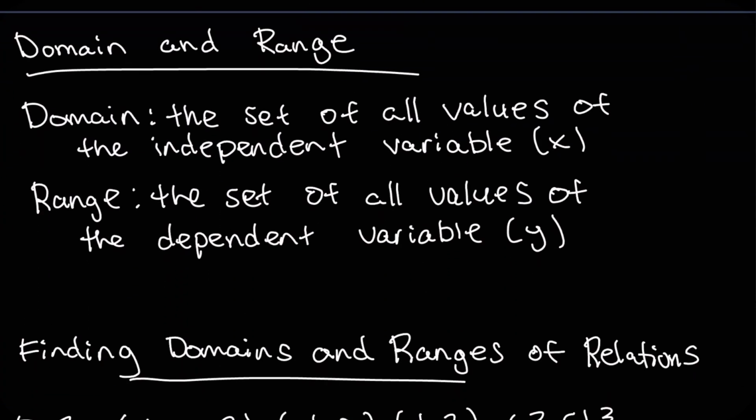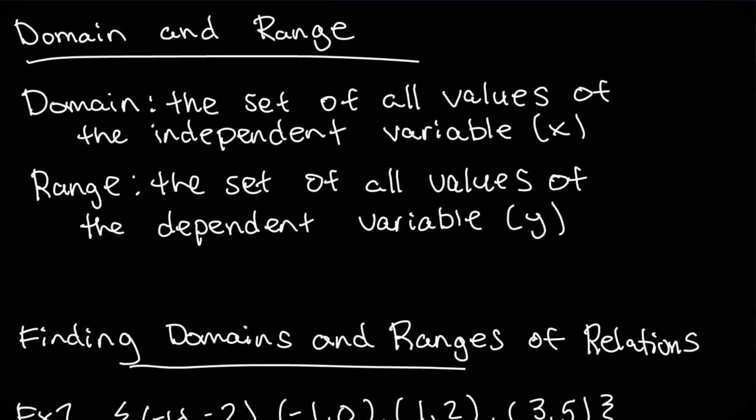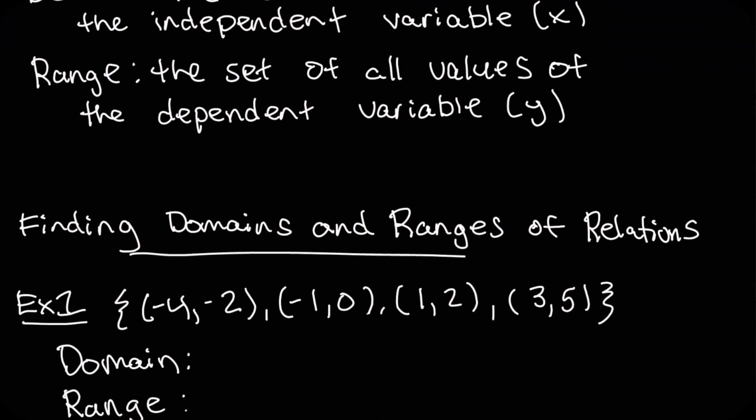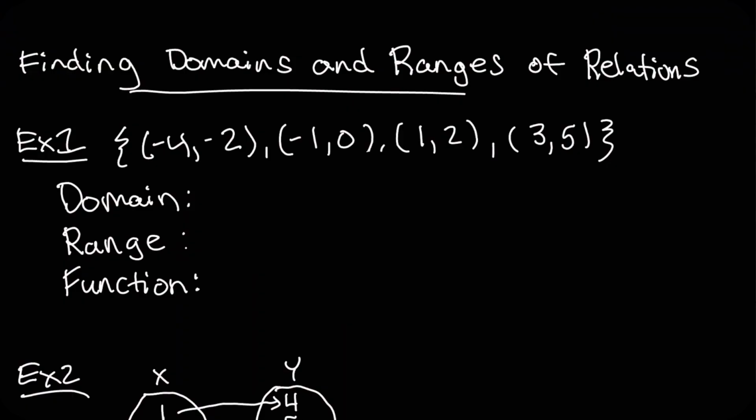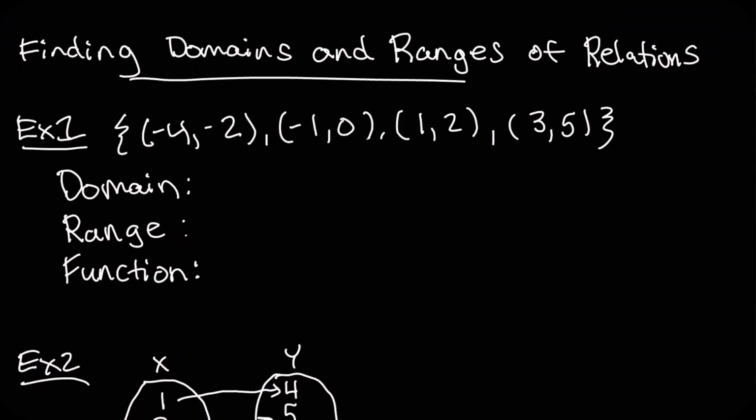Now we'll move on to the domain and range. The definition of domain is the set of all values of the independent variable x, and then our range is the set of all values of the dependent variable y. And how do we find these? Well, we'll go ahead and take a look at some examples of finding our domain and range.